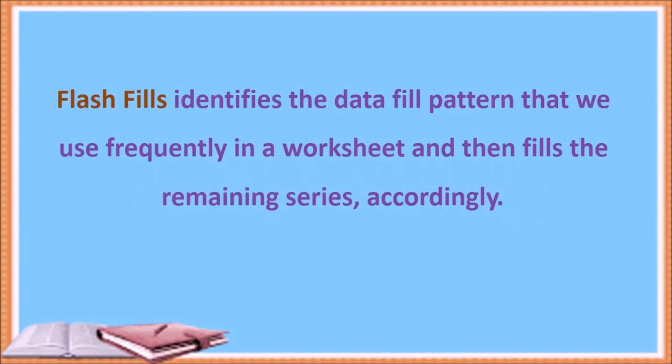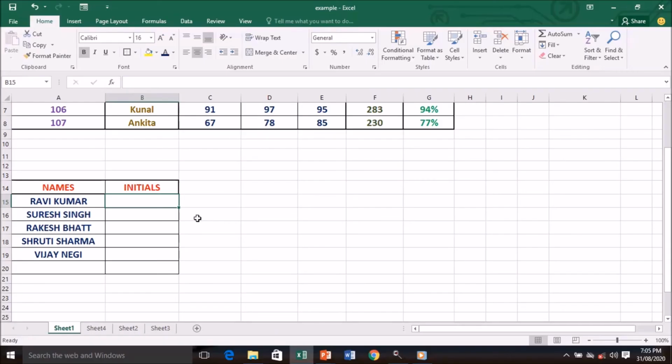Using Flash Fill. Flash Fill identifies the data fill pattern that we use frequently in a worksheet and then fills the remaining series accordingly. So the Flash Fill feature will identify the data which you have entered and accordingly fill the remaining series. Let's understand how it works. Here we have the data in front of us. We have written the names and here we will write the initials. Initials means Ravi Kumar will come as RK, Suresh Singh as SS, Rakesh Bhatt as RB. So let's write the first one, that is RK.